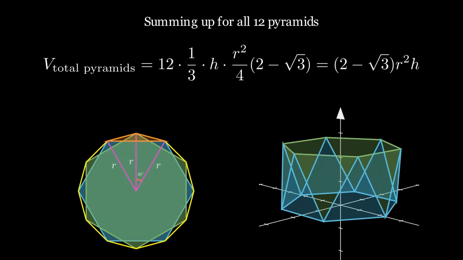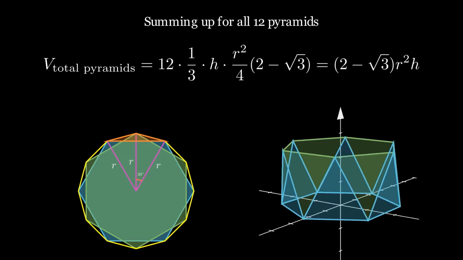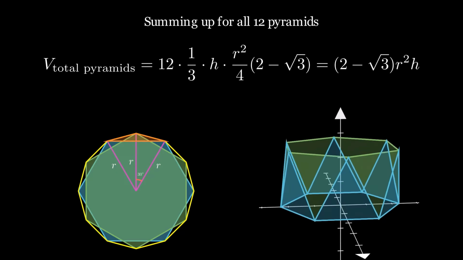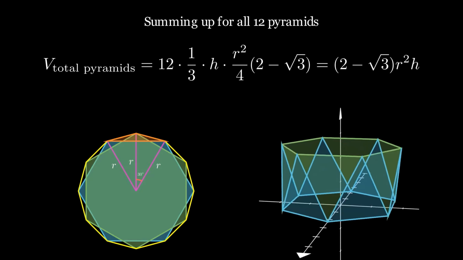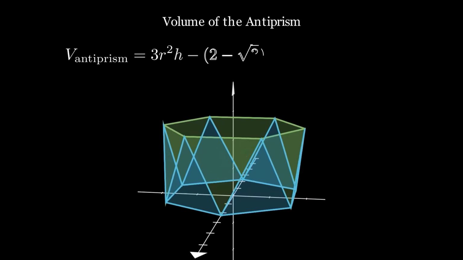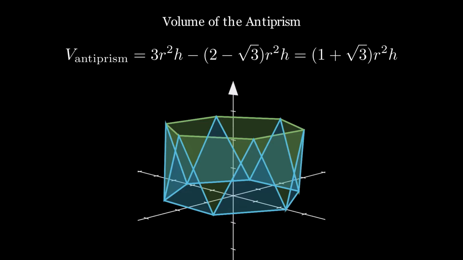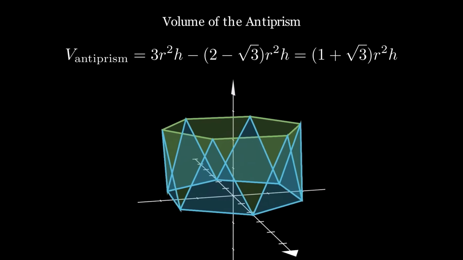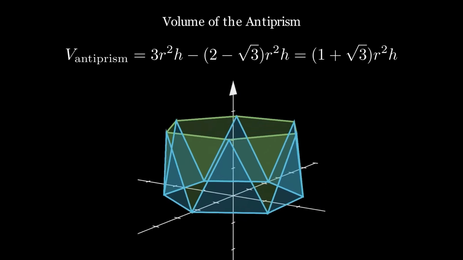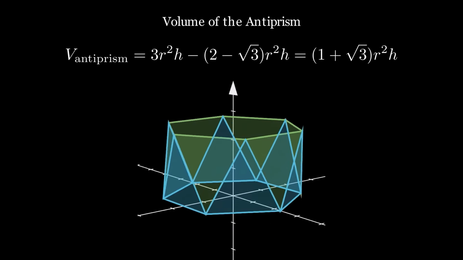Summing up for all 12 pyramids, we find that their total volume is 2 minus the square root of 3, multiplied by the square of the side length times the height. Now, subtract the total volume of the triangular pyramids from the volume of the dodecagonal prism. This gives us the volume of the antiprism as 1 plus the square root of 3, multiplied by the square of the side length times the height.